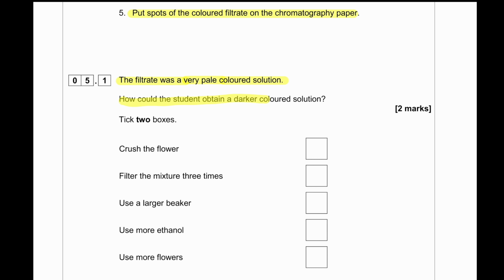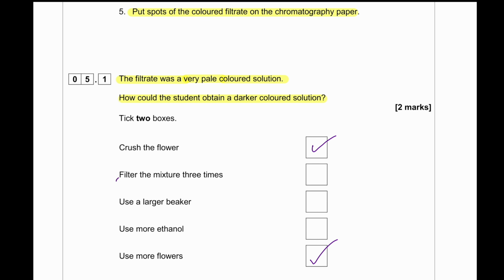How could the student obtain a darker color solution? In order to obtain a darker color solution, the student can use more flowers, or the student can crush the flower to get more pigments out of it. Filtering the mixture 3 times will not give us more concentrated color. Using a larger beaker or more ethanol may dilute the color.